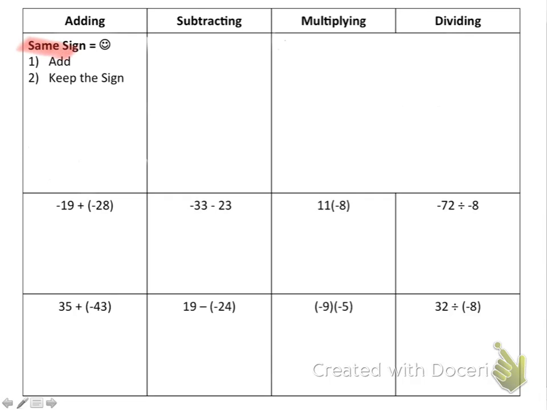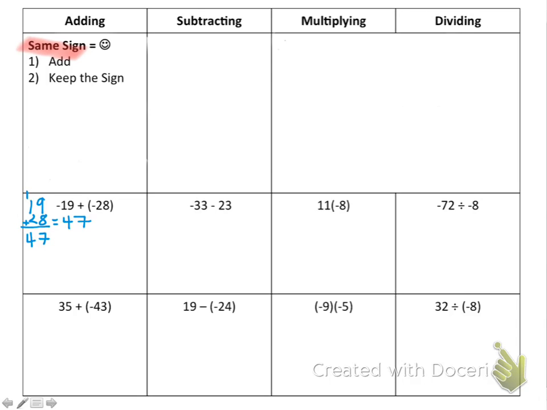We're looking for two numbers that have the same sign. Well, down here, this one has the same, and this one has the same. They're both negative. So this rule we're going to do with this problem. We need to add their numbers together, so we're going to add 19 plus 28. 8 plus 9 is 17. 2 plus 1 plus 1 is 4. So our sum, our number, will be 47.